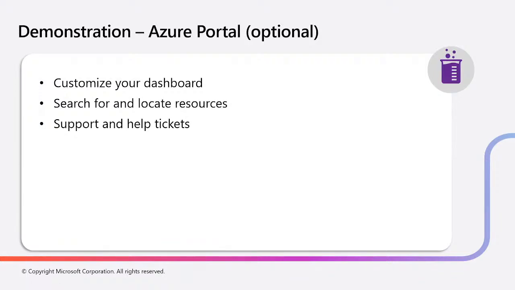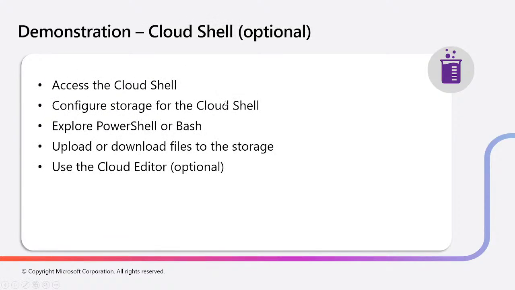I'm sure you can locate those resources now. All you need to do is search for the resource you want to locate. I've shown you how you can create a ticket, and how you can customize your dashboard, favoriting some of those services and resources that you work with more. This one also is a demonstration on the Cloud Shell. How do we access the Cloud Shell? I've shown you how you can access it.